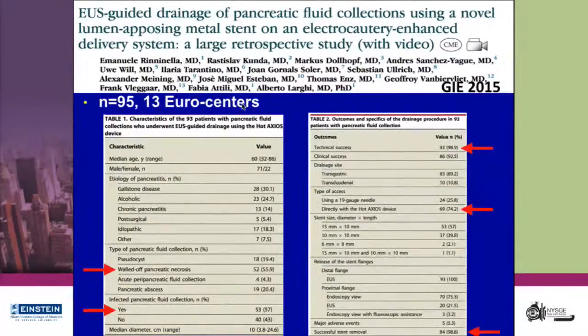And this is a study that literally just appeared in GIE, reporting on results in several European centers using the electrocautery enhanced lumen-apposing stent. You can see that 60% of these patients, 56% had walled-off necroses. Many had infected necroses. Technical success rates very high, 99%. They used the so-called hot Axios, the electrocautery enhanced system, in 74%.